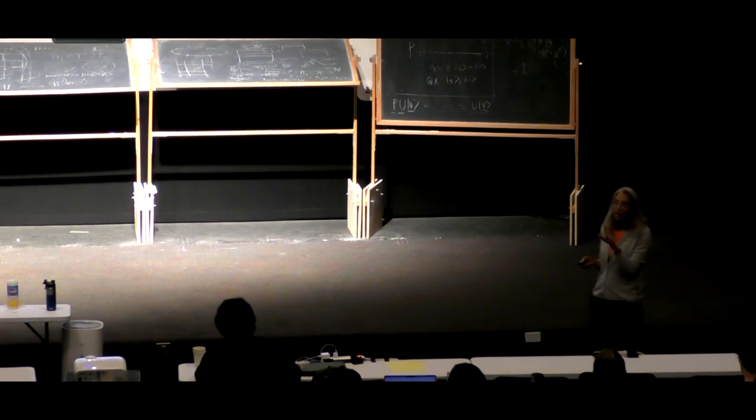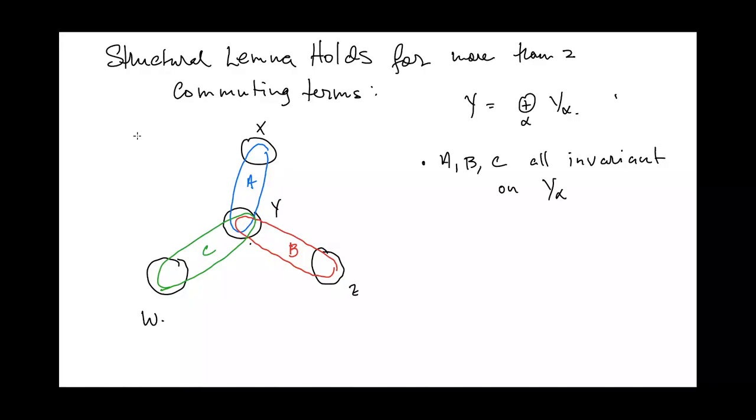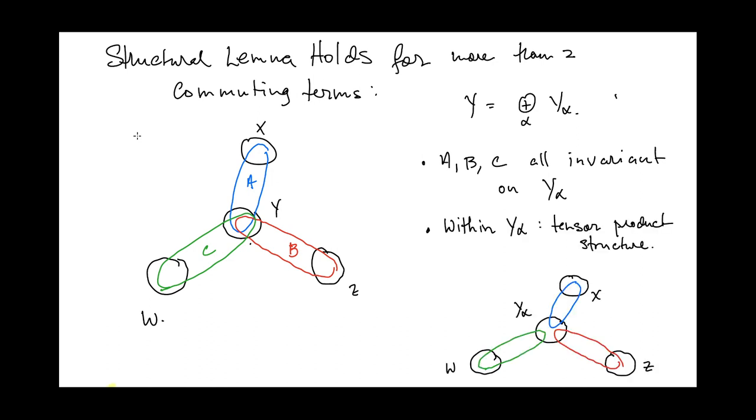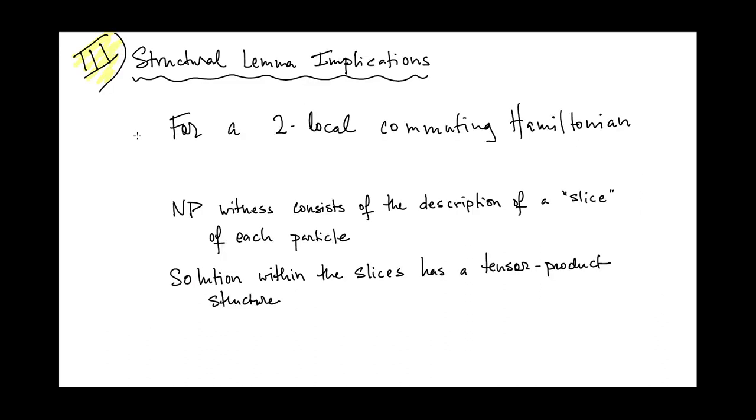Okay. I expressed it as a two term here, but it actually works for multiple terms. So if I have multiple terms, then I can still divide up Y into a direct sum where all three, I put three here just to keep it simple, are invariant, and within each slice, all of the terms simultaneously act on different parts of that slice, okay? So let's look at how we can use this.